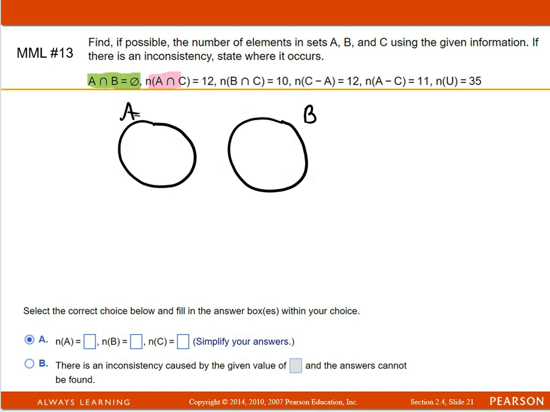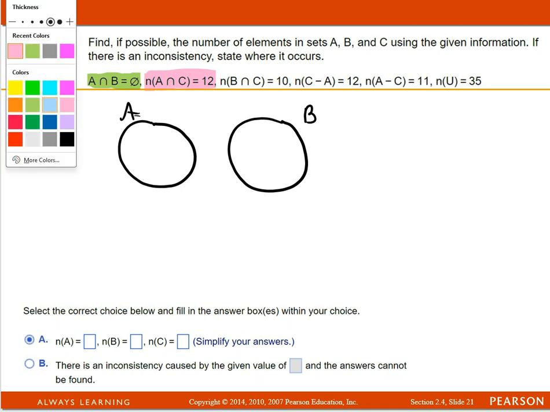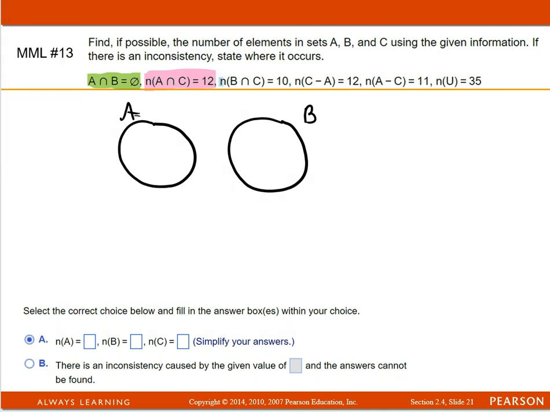the cardinal number of A intersect C is 12. I'm also told that the cardinal number of B intersect C is 10. So right there I know that circle C touches both A and B, and so right now I'm just gonna draw it like that. Actually, that's not a very good drawing. Let me make it a little bigger. Give more space. There we go.